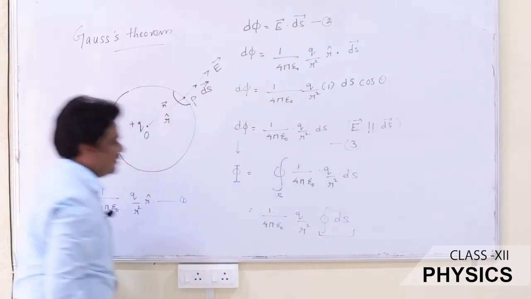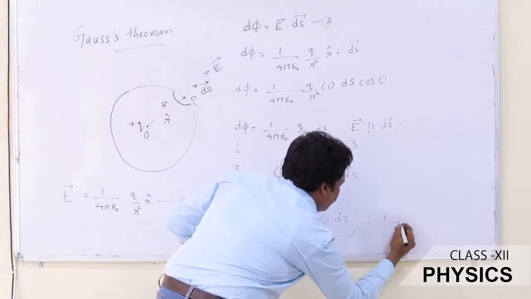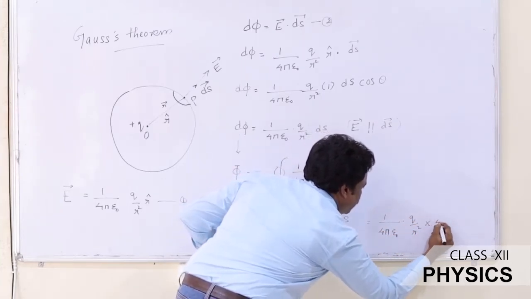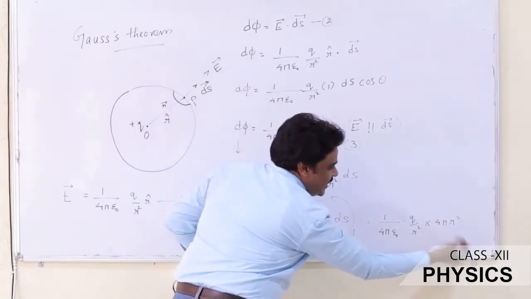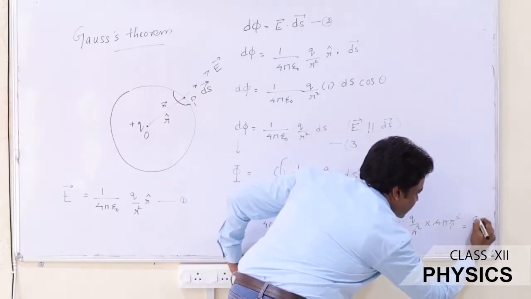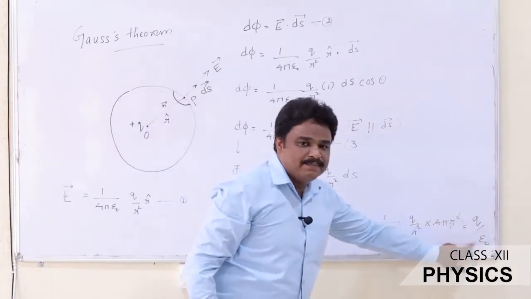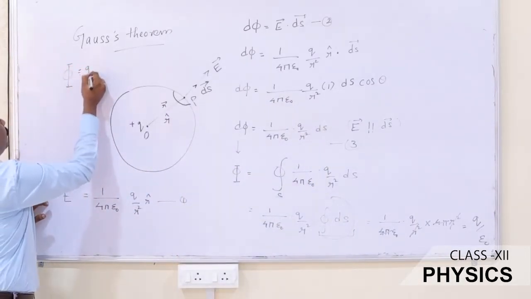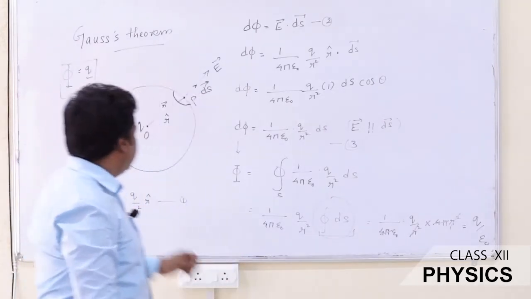What is the surface area of a sphere? It is 4 pi r square. So I can put it: 1 by 4 pi epsilon naught Q by r square into 4 pi r square. R square cancels off, 4 pi cancels off. What is left is Q by epsilon naught. So I started from phi and I am ending at Q by epsilon naught, and that is our Gauss theorem. That is, Gauss theorem is phi equal to Q by epsilon naught, and this is the proof of Gauss theorem.